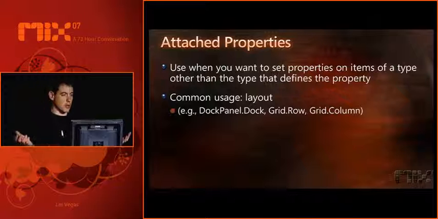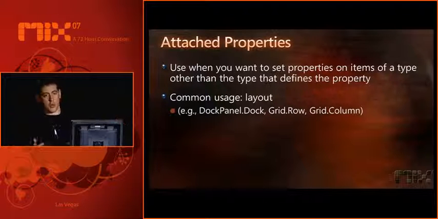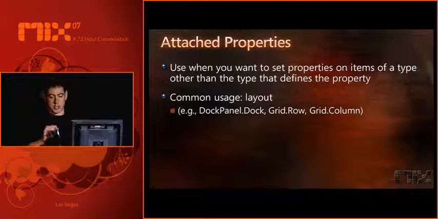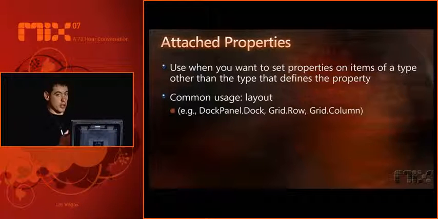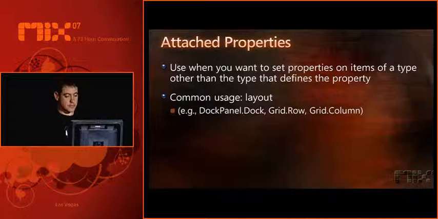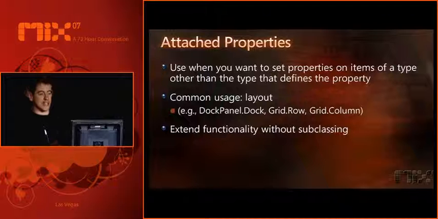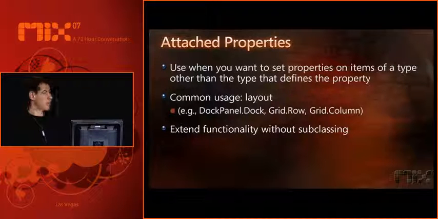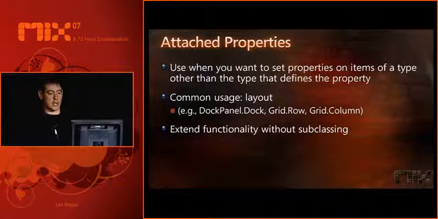The children don't know what to do with them. They just say, oh, okay. But when it comes time for layout, the grid just goes through the children and says, okay, what's your row, what's your column, what's your row, what's your column. And it's really the grid that defines these properties and uses them, but you're attaching them to something else. And what that allows you to do is extend the functionality of something without subclassing it. You really don't want to subclass things because it doesn't scale.